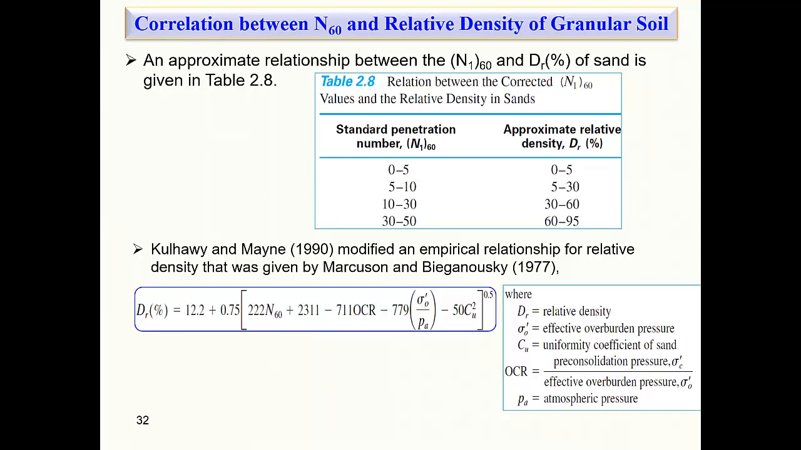So then we can do the correlation between relative density and N60. One of the approximate tables you can see here: if you know the value of N160, you can find out the relative density by using this table. Suppose N160 is 8, okay. So if I say N160 is 8, what would be the value of relative density? Can you say?